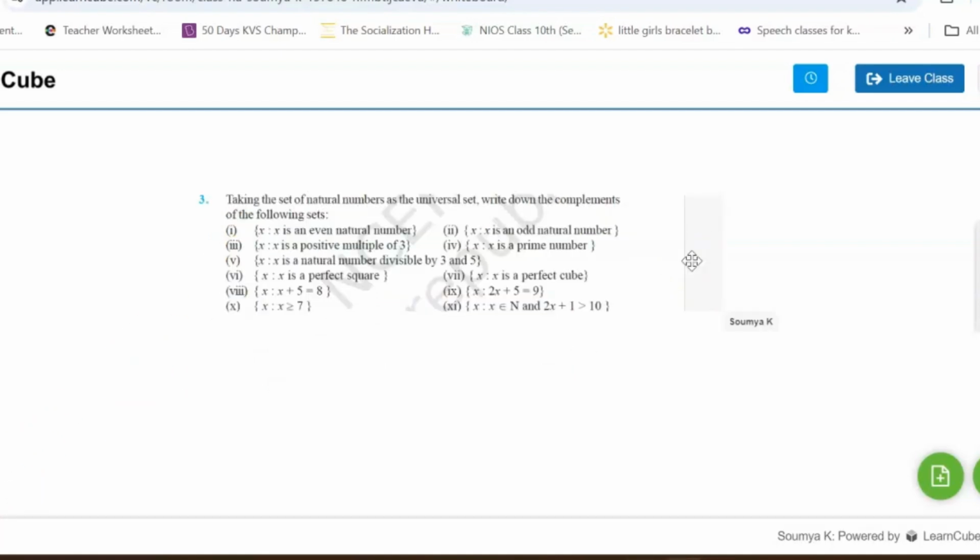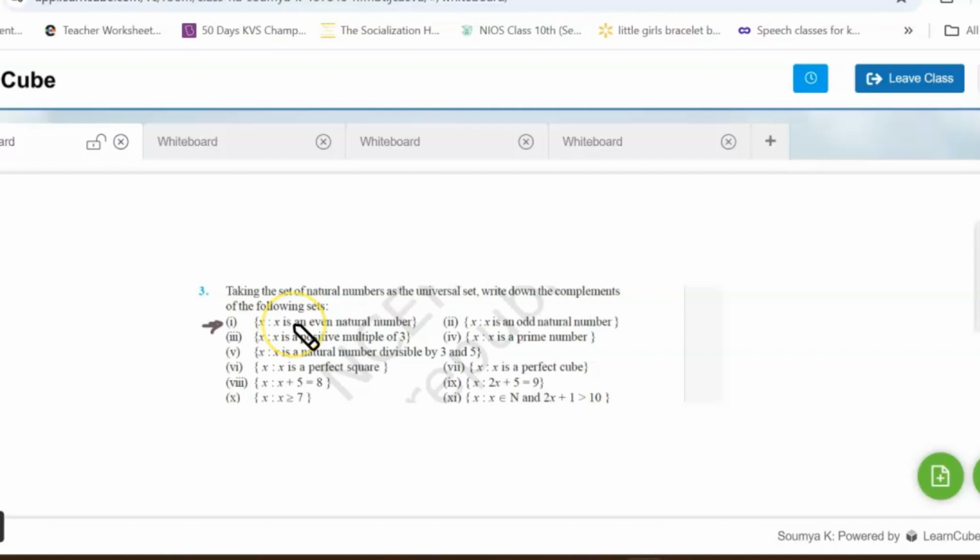The question is: taking the set of natural numbers as the universal set, write down the complements of the following sets. So the universal set has natural numbers starting with 1, 2, 3, 4, and it goes on, and you have to find the complement of the given sets. First set: X is an even natural number. The universal set contains all natural numbers, and this set has only even natural numbers. So the complement of this particular set will be odd natural numbers.